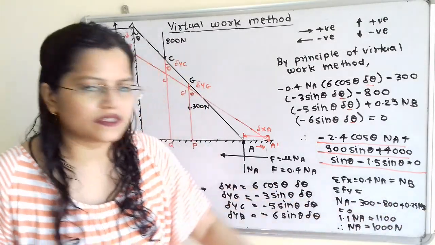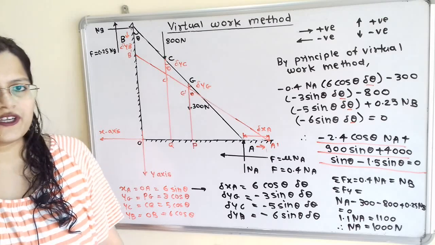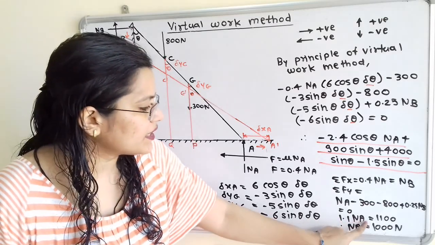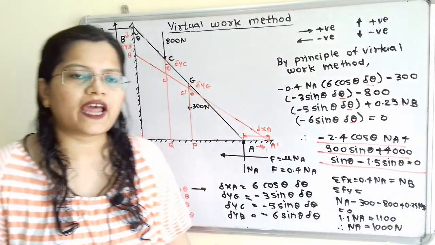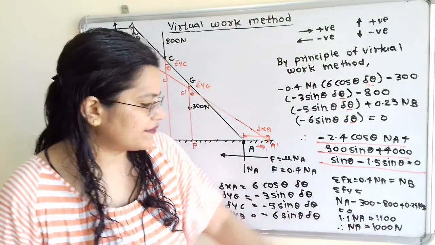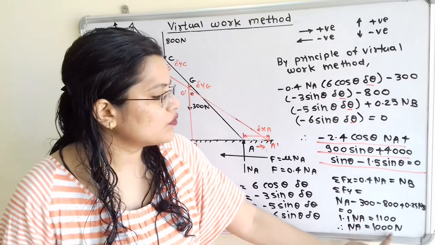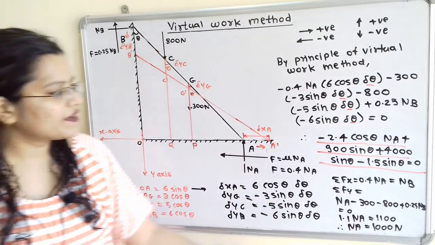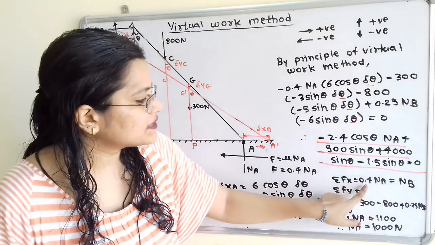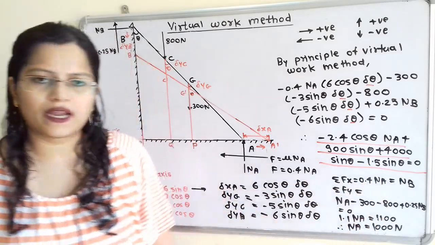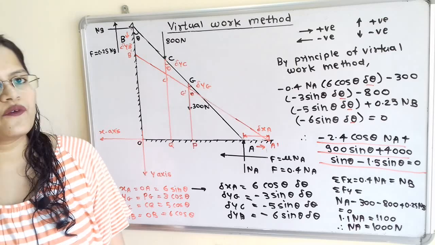So here is the plus sign. So 1 plus 0.1, that is 1.1 Na is equal to. Now this term, negative term, we will transfer to the right hand side. So it will become 1100. So Na is equal to 1000 Newton. So we will get the value of Na. So how to find out Nb? So Nb is equal to 0.4 multiplied by 1000, that is equal to 400.